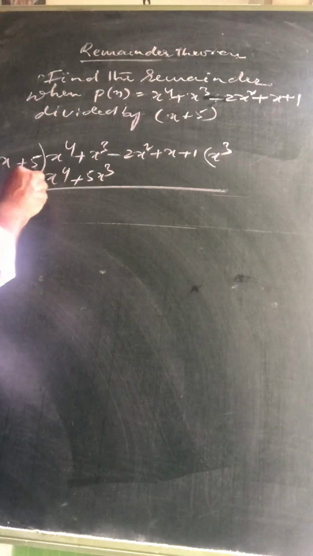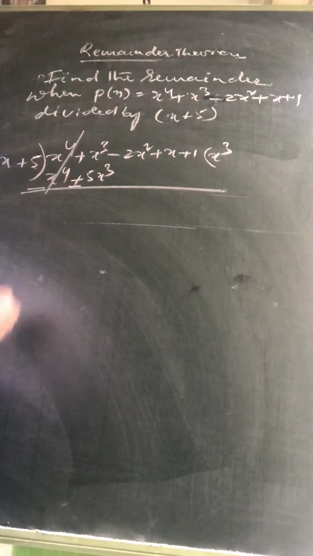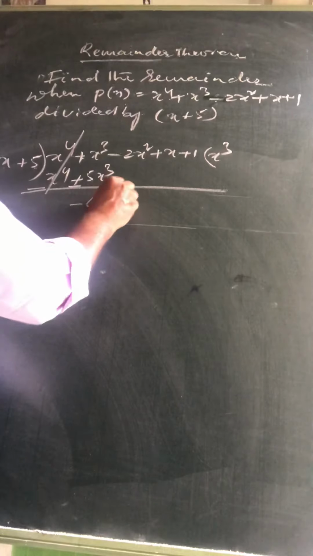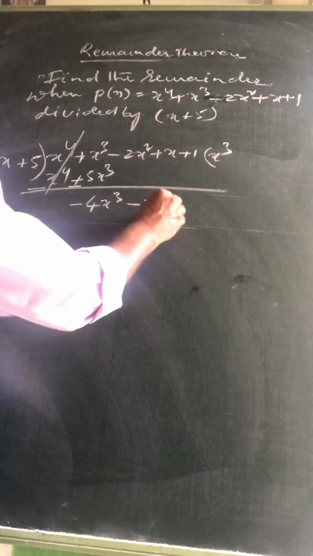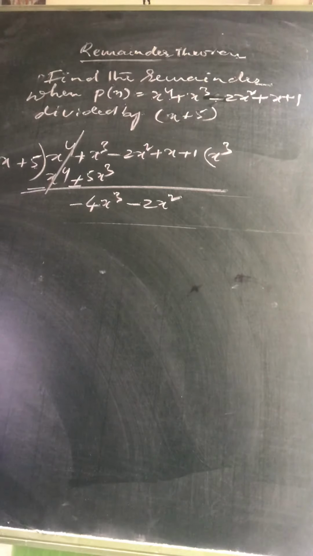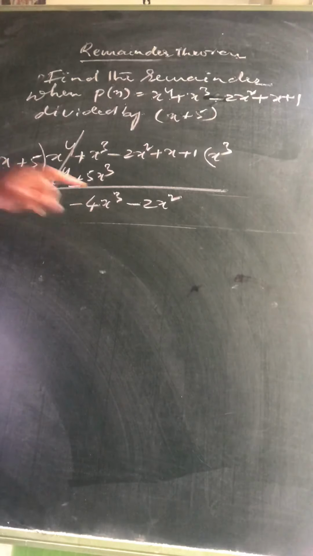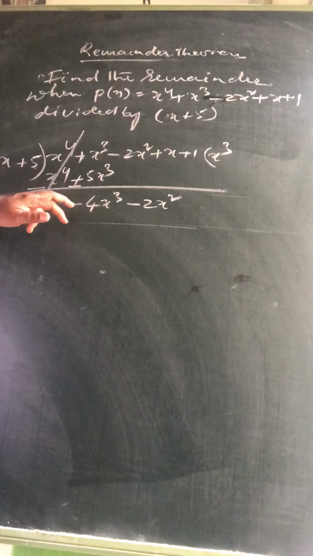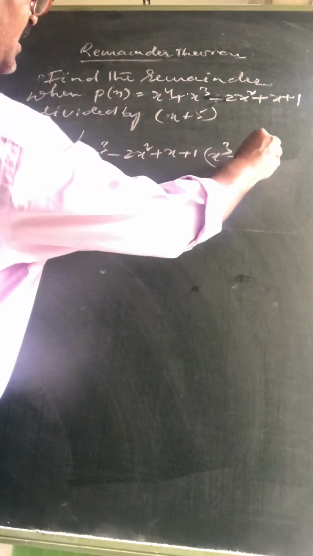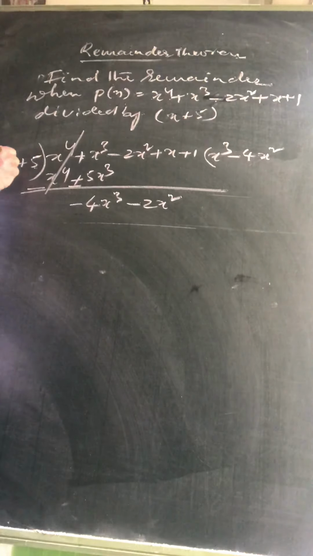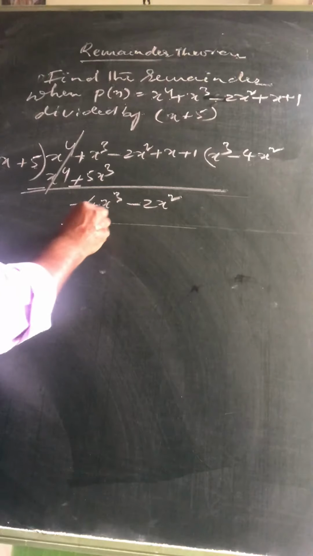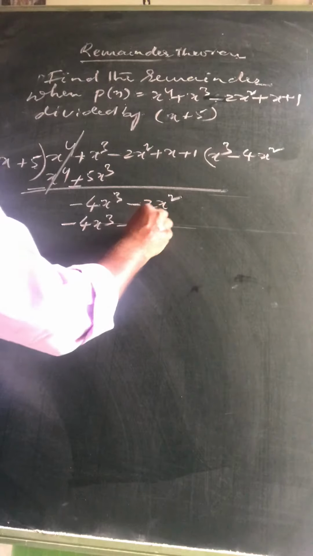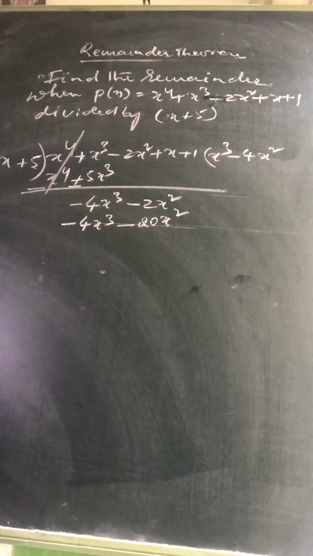Okay. Now minus, this is cancelled, plus x cube minus 5x cube, minus 4x cube, minus 2x square. Now again here, x plus 5, here that minus 4x cube. X should be multiplied with the x square, 4x square, to get this one. So we have to multiply here minus 4x square. Minus 4x square into x, minus 4x cube. Minus 4x square into 5, minus 20x square.